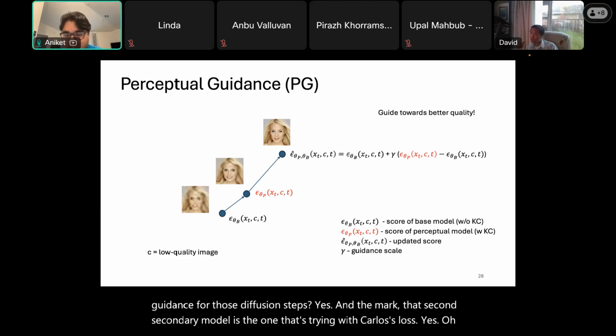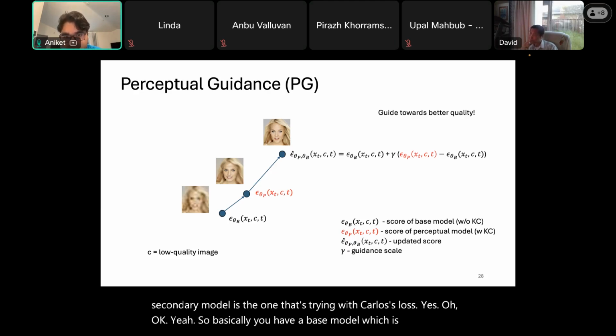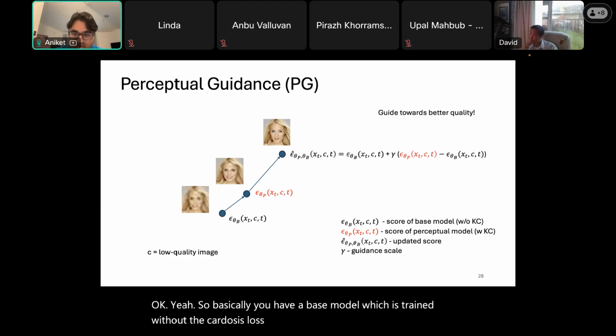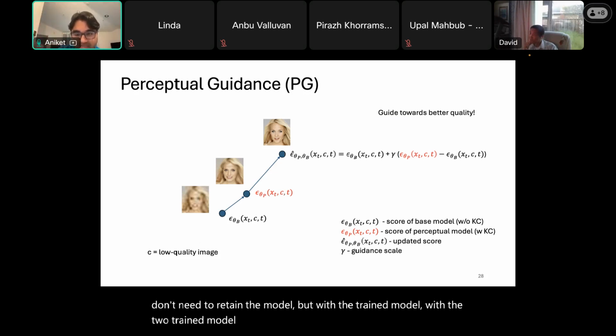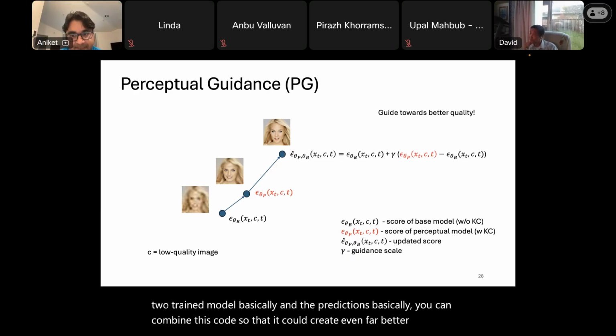Yeah. So basically you have a base model which is trained without the kurtosis loss, and there is another model which is trained with the kurtosis loss. With the scores or predictions which you already have, you don't need to retrain the model. With the two trained models and their predictions, you can combine the scores so that it could create even far better quality images.